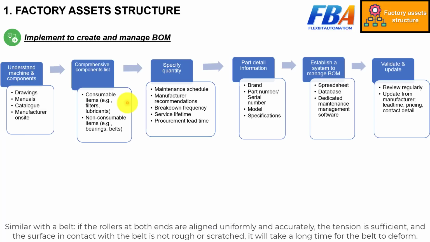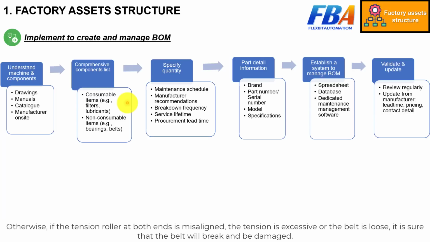And similarly with the belt. If the rollers on both sides are aligned uniformly and accurately, the tension is sufficient, and the surface in contact with the belt is not rough or scratchy, it will take a long time for the belt to deform. Otherwise, if the tension rollers at both sides are misaligned, the tension is off, or the belt is loose, it's sure that the belt will break and be damaged.